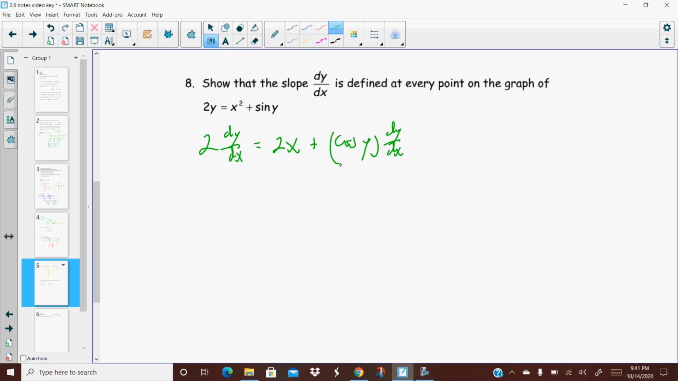Okay, so now we need to solve this thing for dy over dx. So I'm going to subtract the cosine y dy over dx to the left. To me, that's just the way that made the most sense. Equals 2x on the right. Factor out the dy dx.